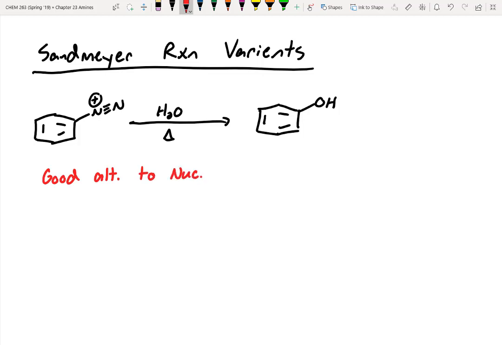Why wouldn't that N2 group direct the alcohol to an ortho or para position? That's a good question. In this case, the nitrogen wants to fall off very badly as a gas. That's the driving force for this. Yep. So this is a good alternate to nucleophilic aromatic substitution.